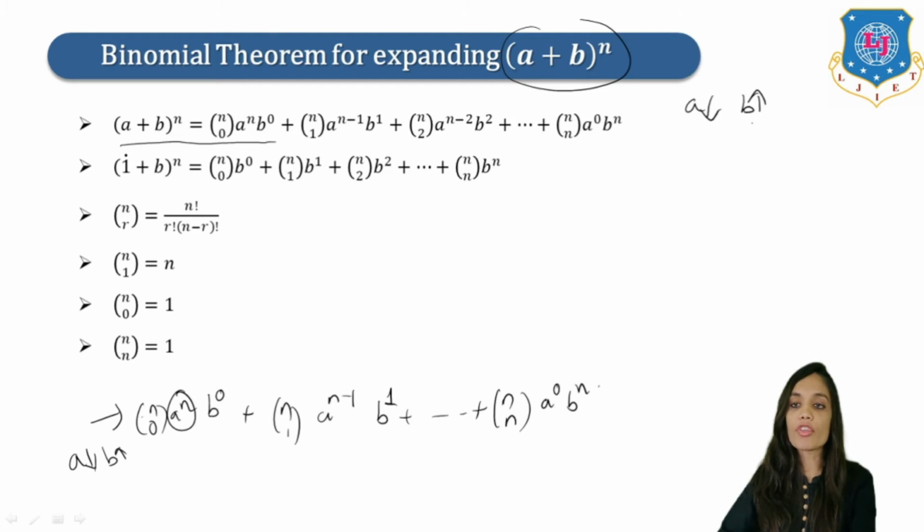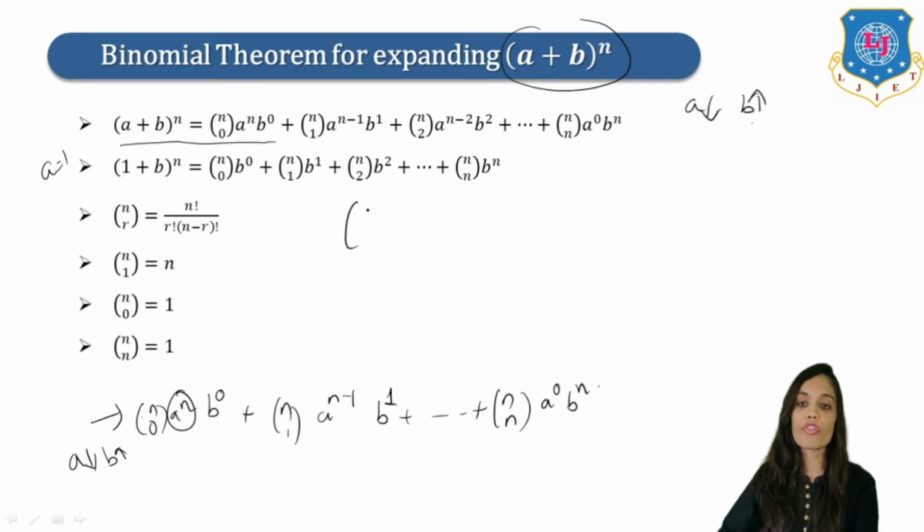Now if I put the value of a as 1, right, we will get a series expansion of 1 plus b whole raised to n. So all the a will go to 1, right? So the answer will be nc0 b raised to 0, nc1 b raised to 1 and so on, ncn b raised to n. Now if I want to find this nc0, ncn, etc. the formula of ncr is n factorial upon r factorial into n minus r factorial.